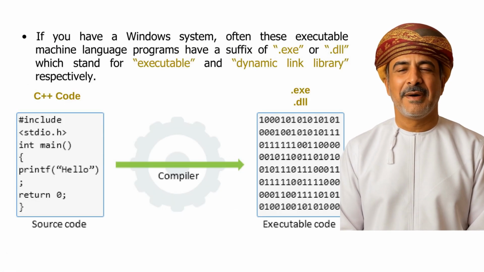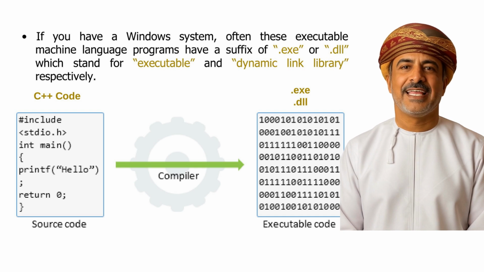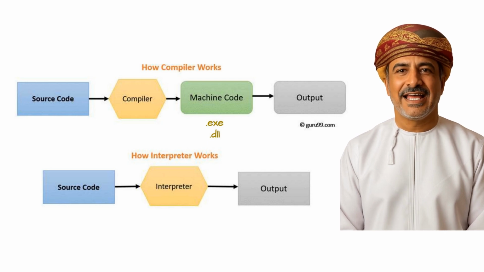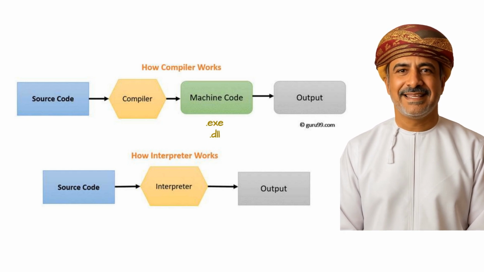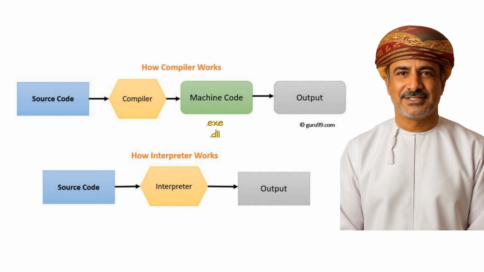On Windows systems, compiled C++ programs typically have file extensions like .exe for executables and .dll for dynamic link libraries. These extensions indicate the file's role in executing or linking code dynamically during runtime. These files contain machine code that the operating system can execute directly. .exe files run standalone applications, whereas .dll files provide shared functions for multiple programs, enhancing modularity and efficiency in software development.